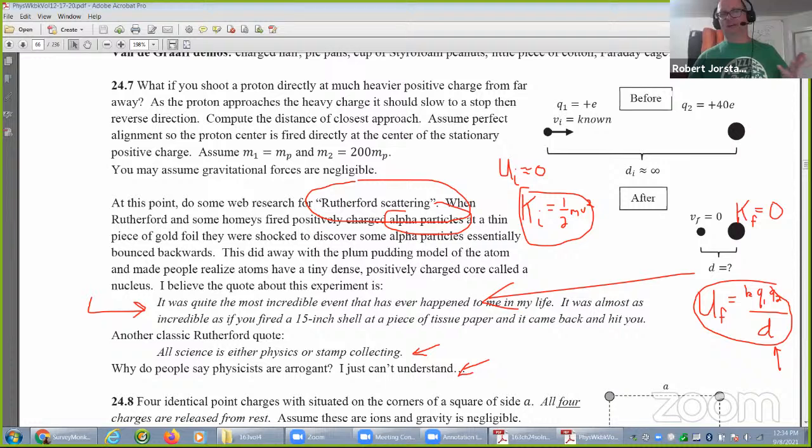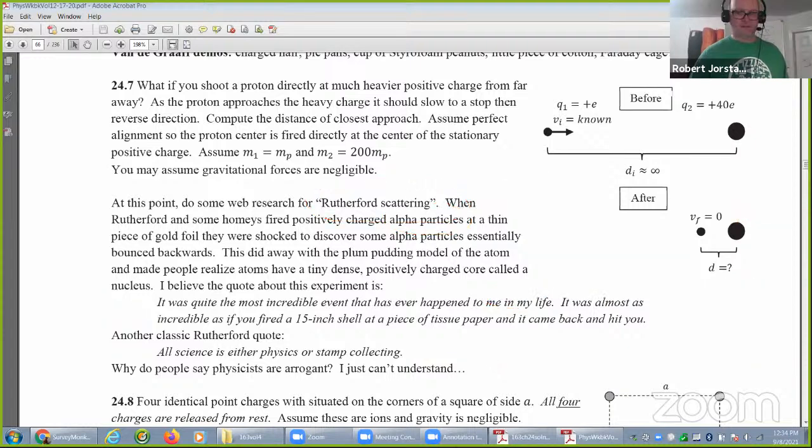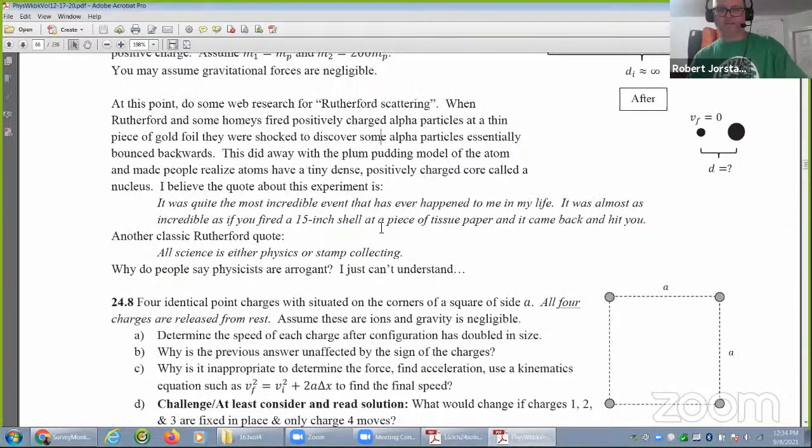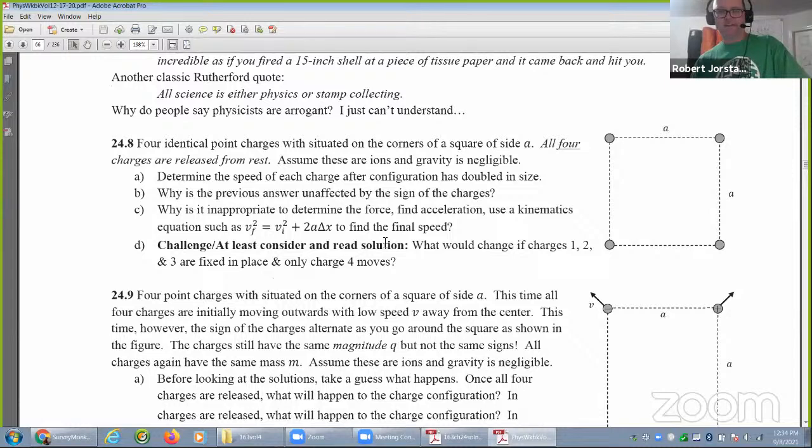So there's a practical application of this, right? This was used to determine the size of the nucleus, or at least put an upper limit on its size. All right. That's good. If you wanted to, here's a variation where you have these types of charges.